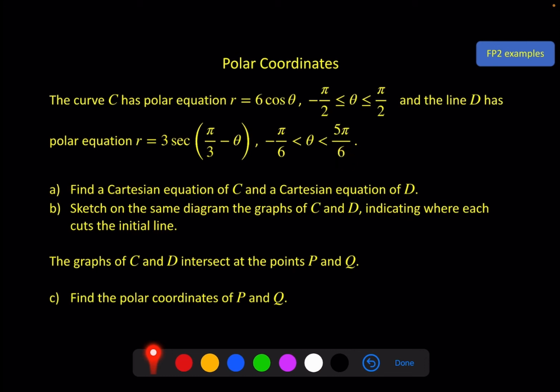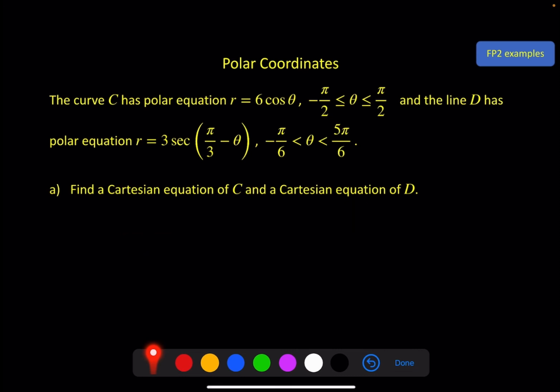First part of the question, find a Cartesian equation of C and a Cartesian equation of D, so we're going to have to do pretty much exactly what we just did, but with numbers instead of a, and sketch on the same diagram the graphs of C and D, indicating where they cut the initial line. Remember, the initial line is effectively the same thing as the x-axis. The graphs of C and D intersect at the points P and Q. Find the polar coordinates of P and Q, so we need to find where they intersect. But let's start with this first one here. Find a Cartesian equation of C and a Cartesian equation of D.